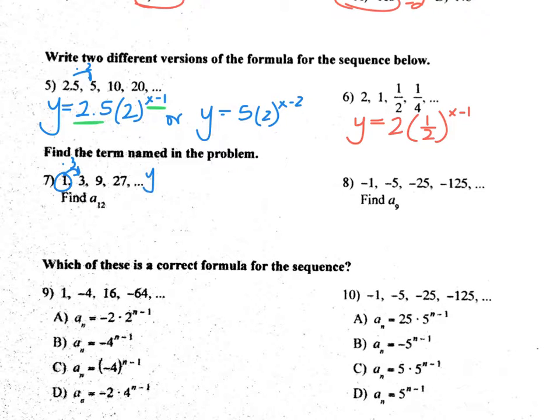So one of the ways to write this equation is y equals, or you all can write f of x equals, that part's irrelevant. So let's see, y equals 1 and then 3 to the x minus 1, because 1 is the first term. So if I want to find the 12th term, I can do y equals 1 times 3 to the 12 minus 1. Or you can use this equation in a table and find the 12th term.